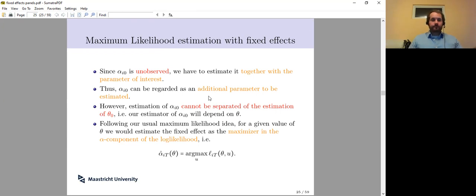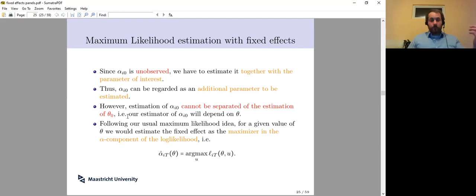Statistically, however, because we have to estimate this alpha, it can be regarded as if it was a parameter to be estimated. Now, the problem in the fixed effects approach is that the estimation of alpha cannot be separated from the estimation of theta. So our estimator of alpha will depend on theta. Right, so for instance, our estimator of the variance of a normal distribution will depend on the estimates of the mean, typically, right?